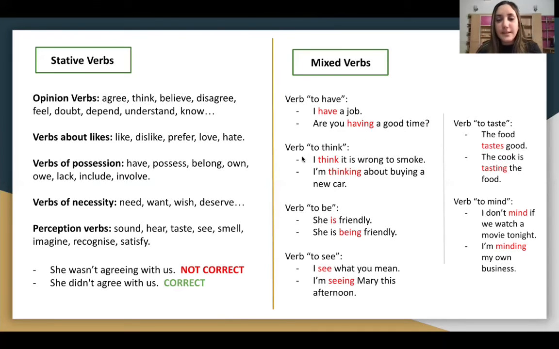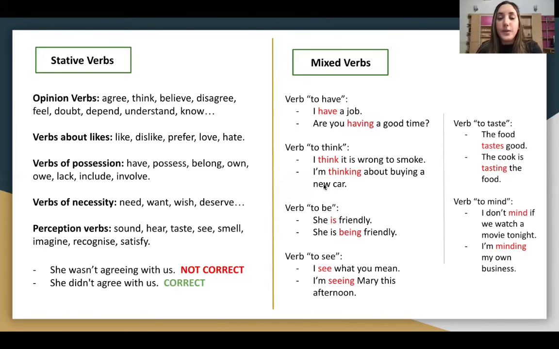Let's see these examples. Verb to think: I think it is wrong to smoke. I'm thinking about buying a new car. Verb to be: she is friendly. She is being friendly. Verb to see: I see what you mean. I'm seeing Mary this afternoon. Verb to taste: the food tastes good. The cook is tasting the food. Verb to mind: I don't mind if we watch a movie tonight. I'm minding my own business.